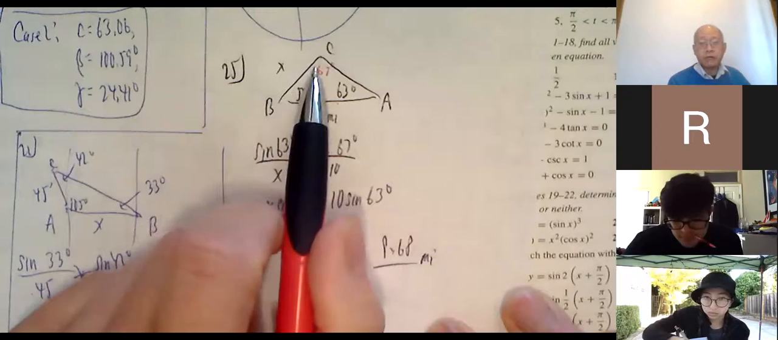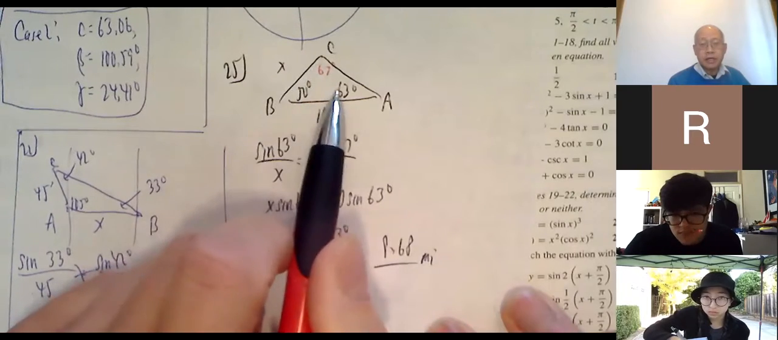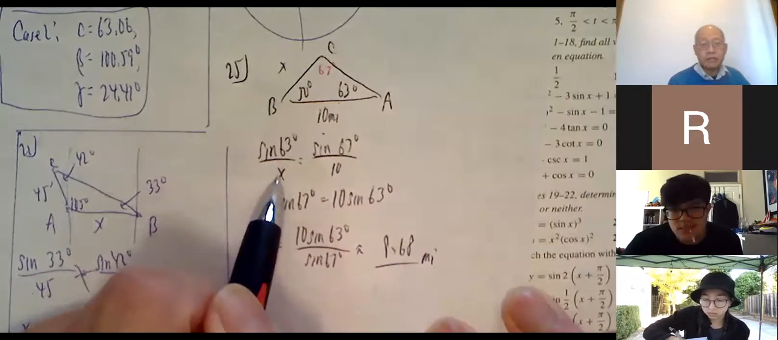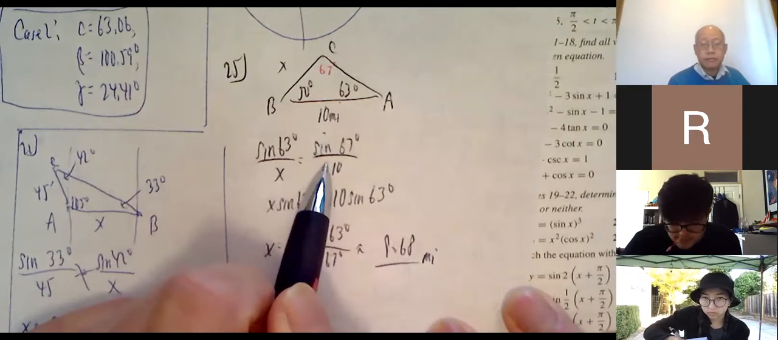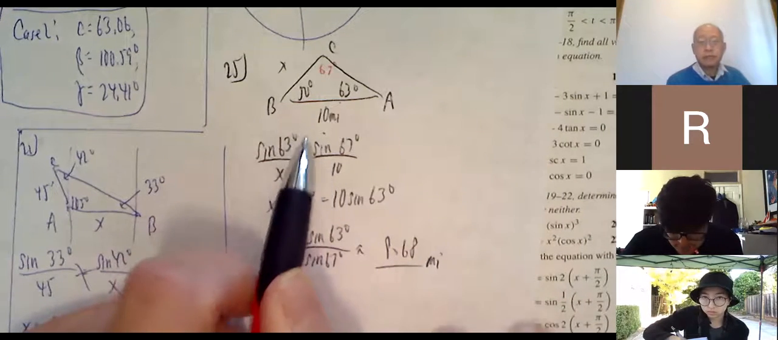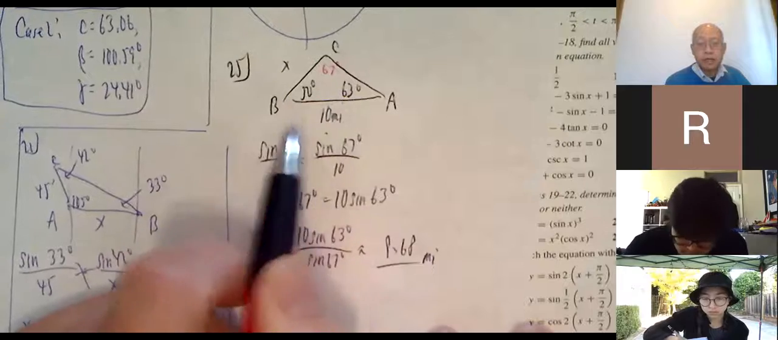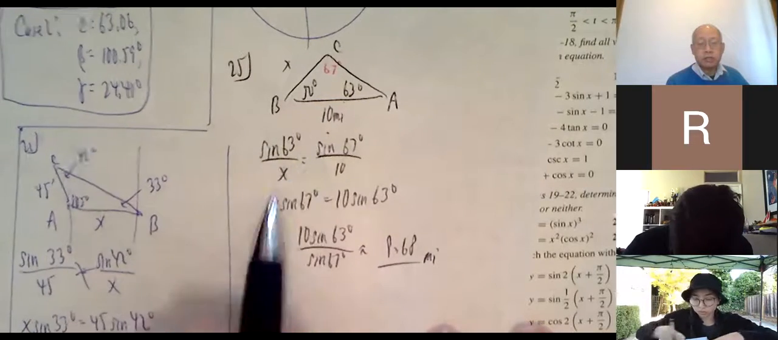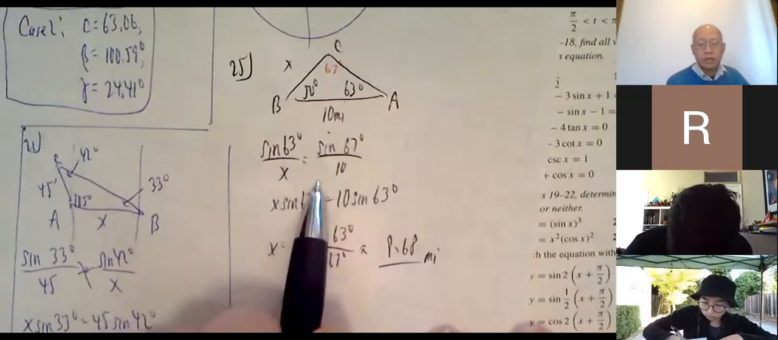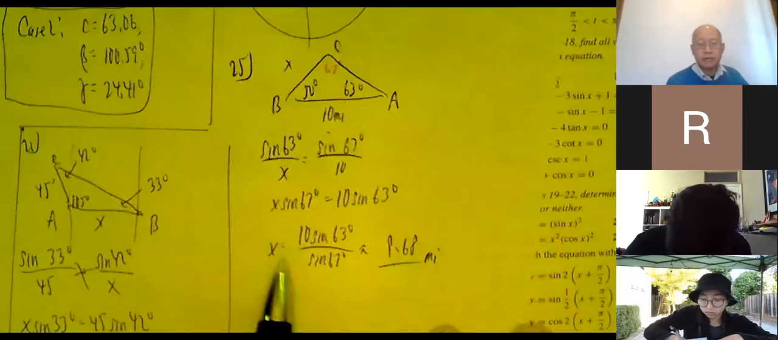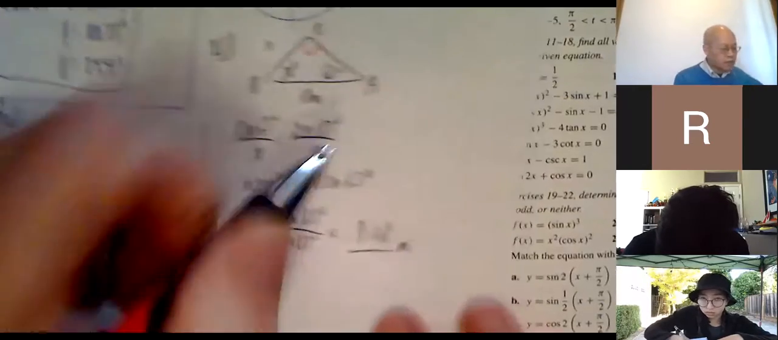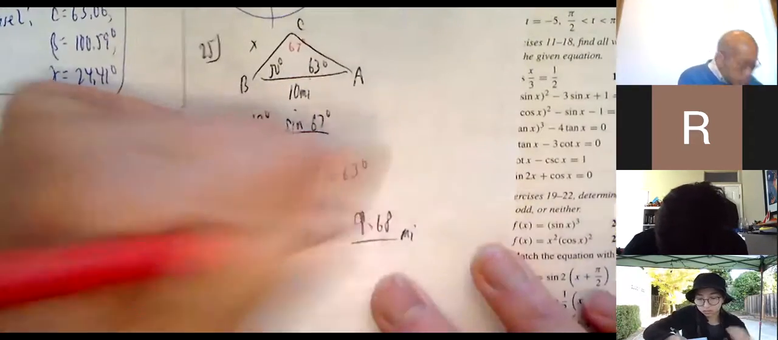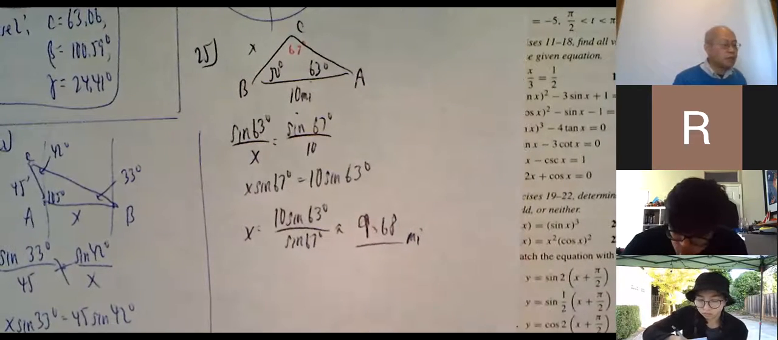And now I can just do my law of sines, it looks like. I'll just go opposite. Sine of 63 over x, sine of 67 over 10. And there we go, right? So sine of 63 over x, sine of 67 over 10, cross multiply, x sine of 67 equals 10 sine of 63. Divide both sides by sine of 67. So 9.68 miles. 9.68 miles seems to be the answer.